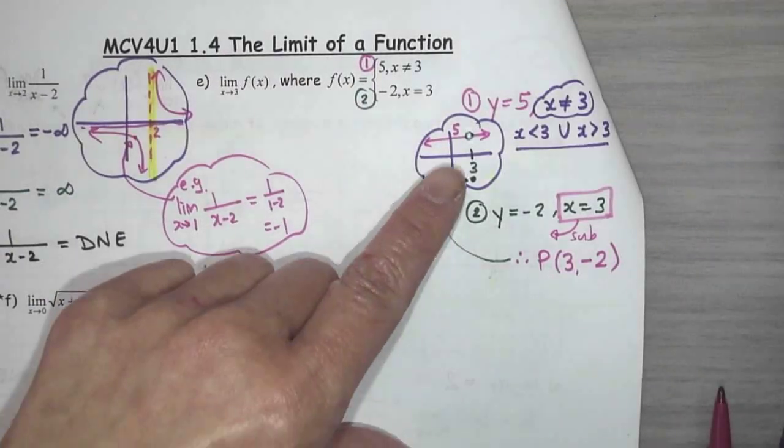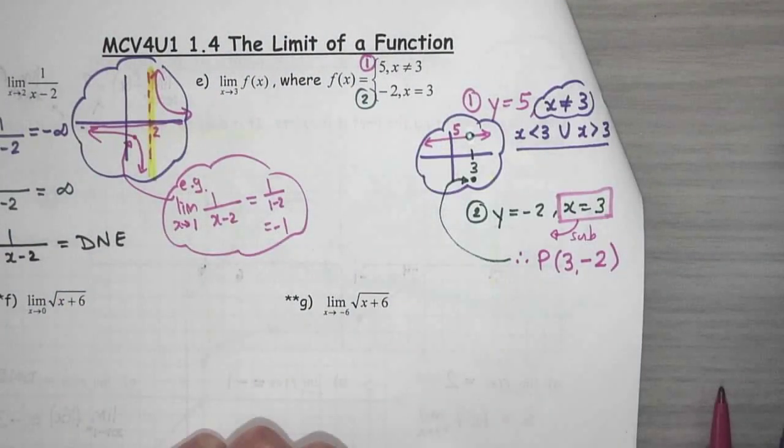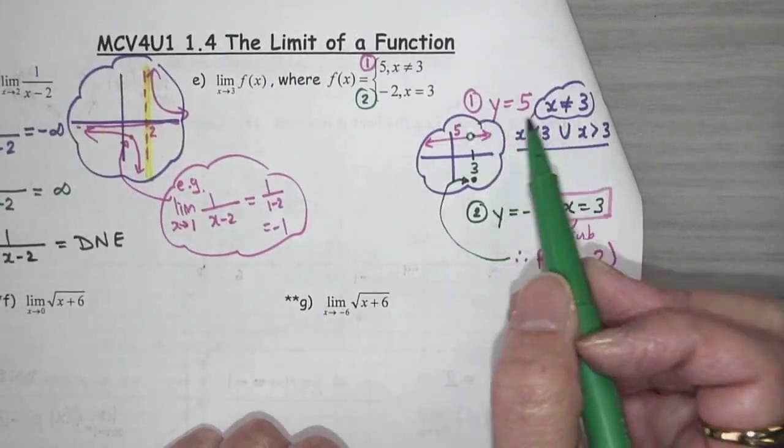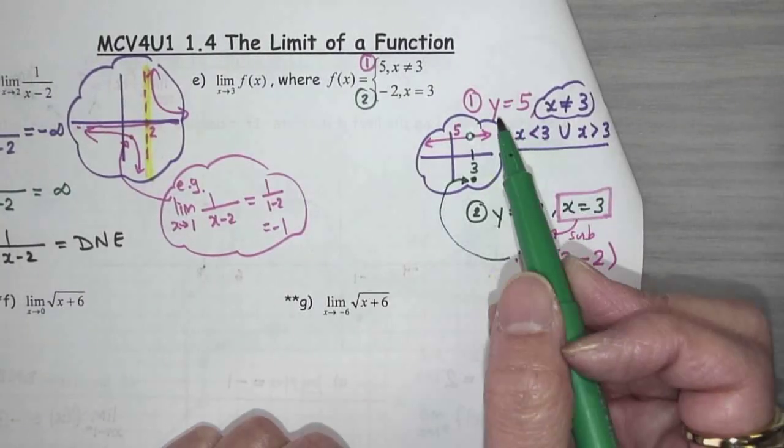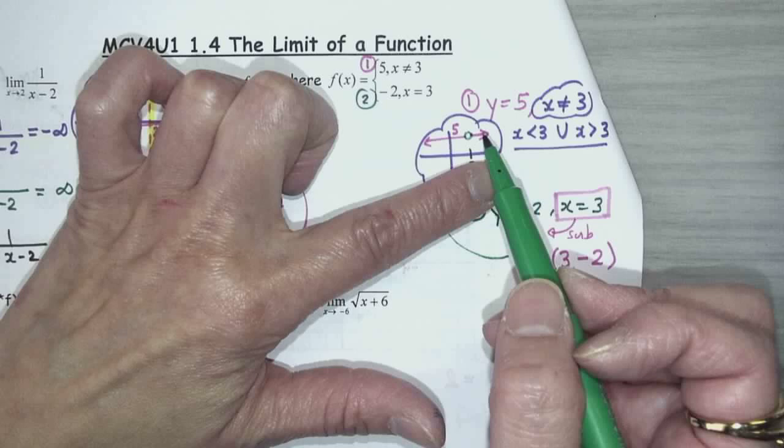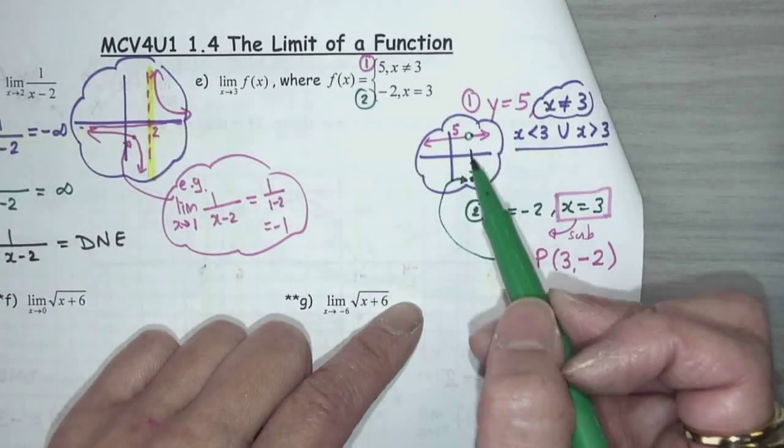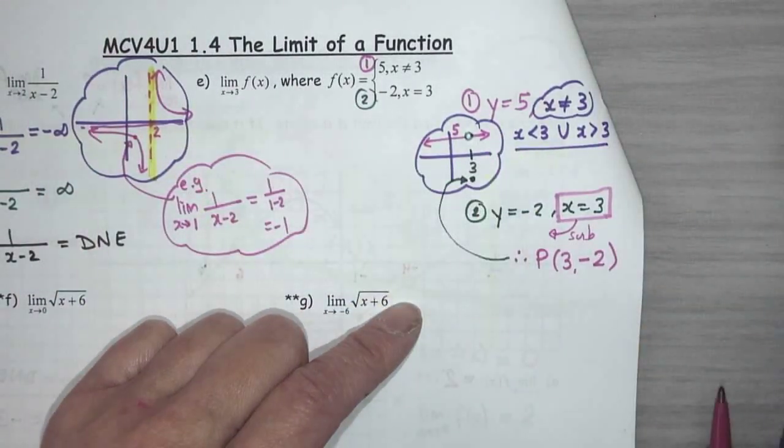So I put my point right there and I cut a hole in it. I didn't need to put a point. I could have just given this and said, well, there's my line. It's y is 5, but not there. So I could have had a line with the hole, or I can have a line with the hole and a point here. Good?